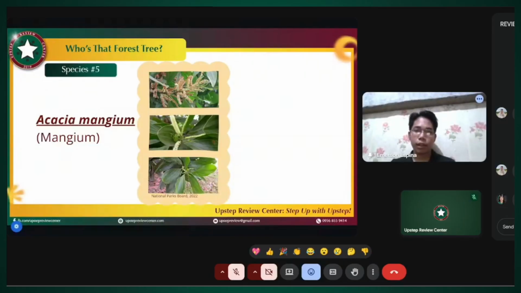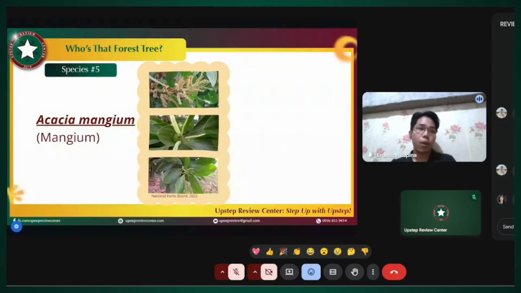So that said, you have now practiced one of the most important dendrology skills, identification using observable characteristics. So those are some species. Jokingly, the reason why you're not able to see the other three species is that you need to enroll in the Upstep Review Center now to unlock those figures or visual aids. Just kidding.